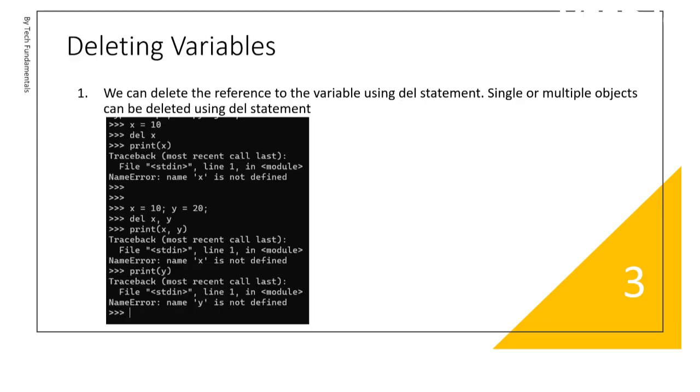We can delete the reference to the variable using the del statement. Single or multiple objects can be deleted using the del statement. The example below creates a variable x and assigns it the number 10. Later, we used the del statement to delete the variable x. When I try to print the value of x, Python throws an error that the name x is not defined. In the following example, we created two variables, x and y, and deleted both with the del statement.